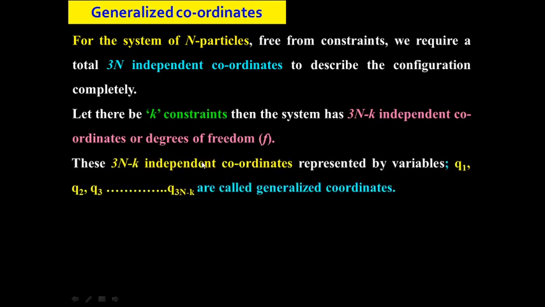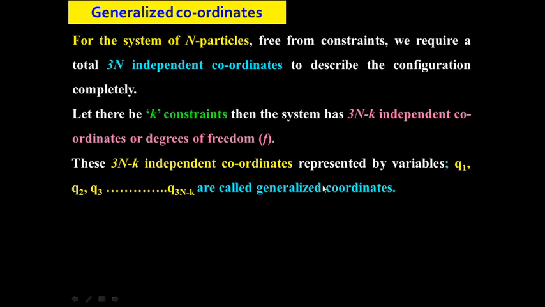Now these 3n minus k independent coordinates can be represented by the variables, suppose q1, q2, q3 up to q(3n minus k). So these independent variables or independent coordinates, represented in the form of q1, q2 and so on, in the form of q, are known as generalized coordinates.